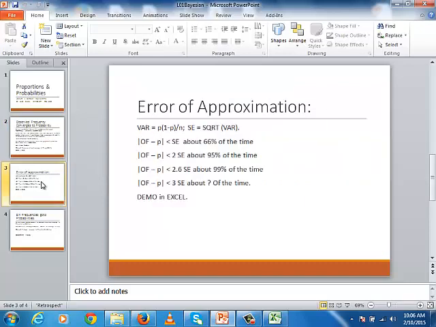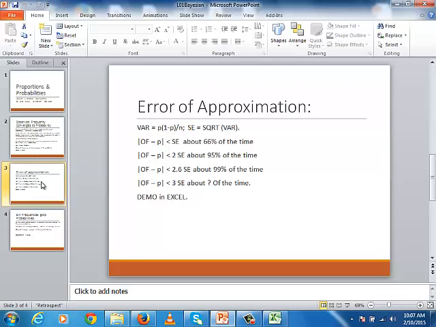So what is the error of approximation? So basically what we are saying is that as the sample size increases, the error of approximation will become smaller. But how small is it? So this is basically what the standard error tells us. The variance of the sum of the random variables, or the average, is p times 1 minus p over n, where p is the probability of the event. So here 25% times 75% divided by the sample size. And the standard error is the square root of that.